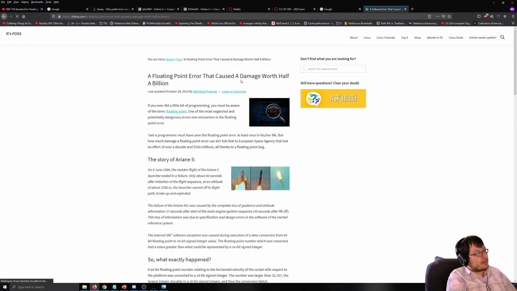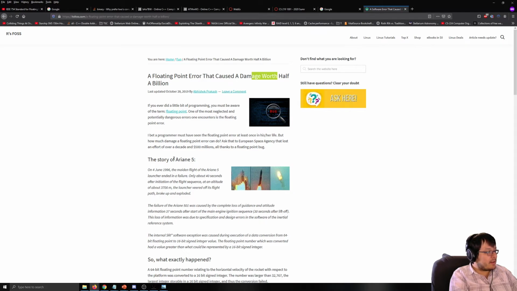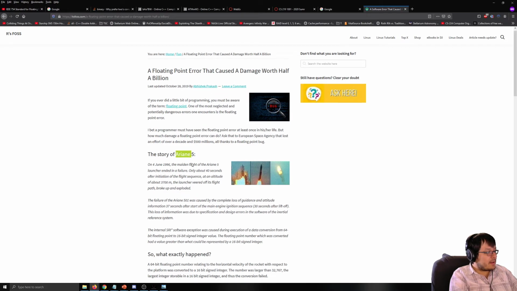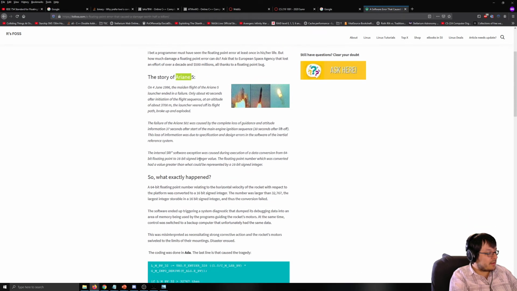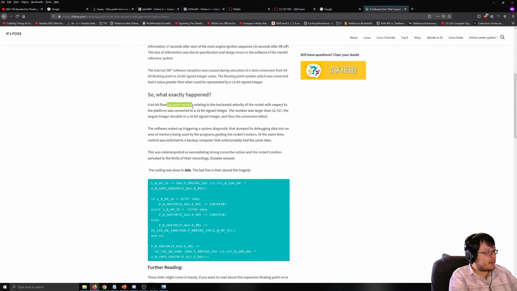A floating point error that cost a damage worth $500 million. The story of Ariane 5. The maiden flight of Ariane 5 launch ended in failure. And what exactly happened? A 64-bit floating point number relating to the horizontal velocity of the rocket with respect to the platform was converted to a 16-bit integer.